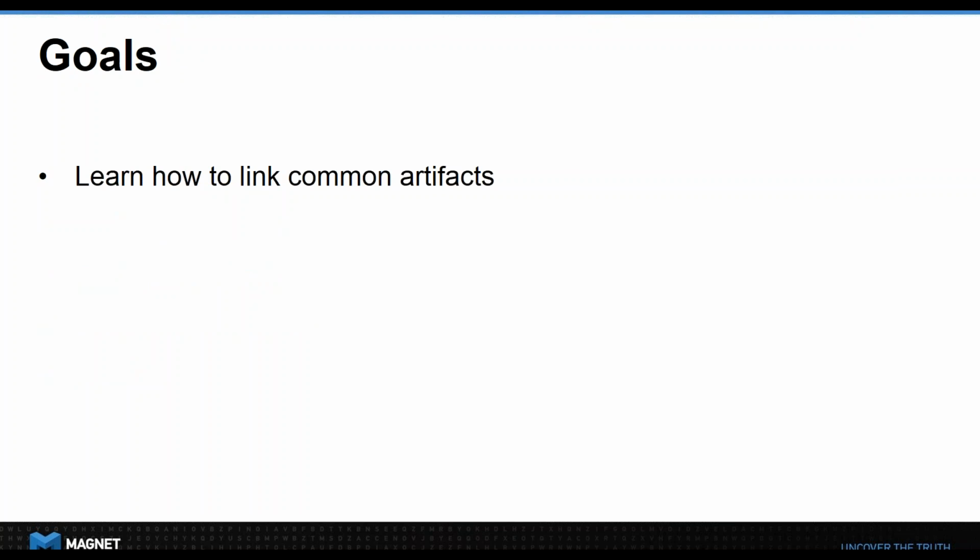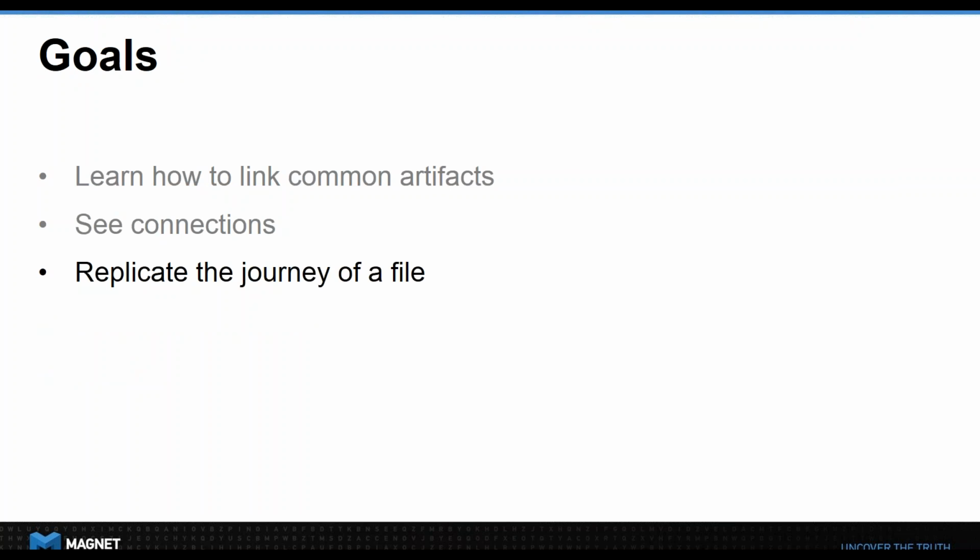So we have a couple of goals today. And the first one is to learn how we're going to link common artifacts, how we determine that artifacts are correlated. Then we're going to actually learn about how we can see connections by doing that, and how that can be used to actually replicate the journey of a file, and how that actually helps us understand user activity.